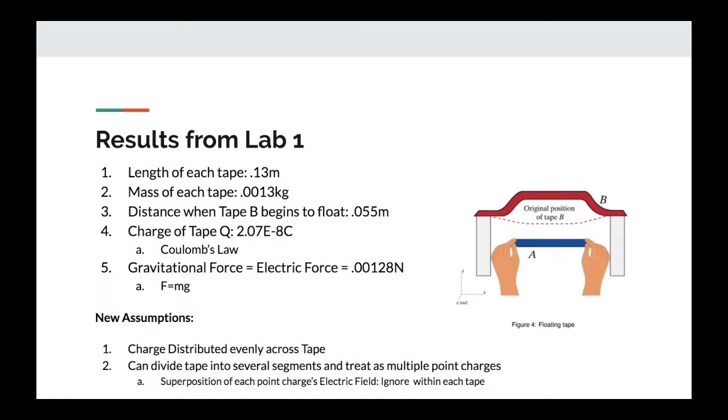from the first lab, such as the length of each tape, the mass of each tape, the distance where the tape begins to float, and the electric force and gravitational force. New assumptions put in place were that the charge is evenly distributed across the tape and that we can divide the tape up into several segments and treat them as multiple point charges. This way we can superimpose each point charge's electric field, ignoring interactions within each tape.